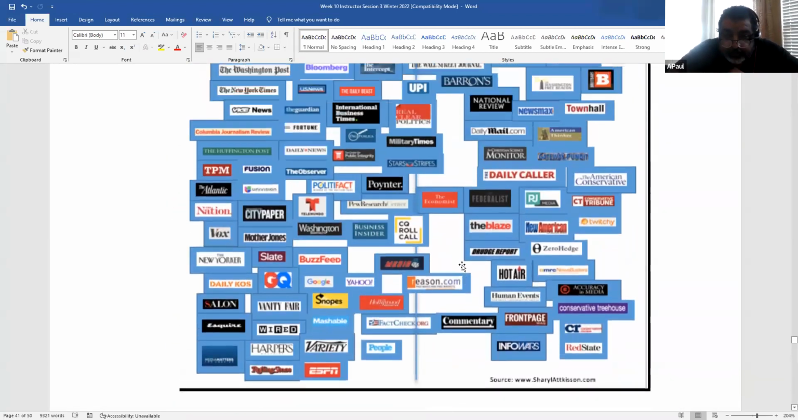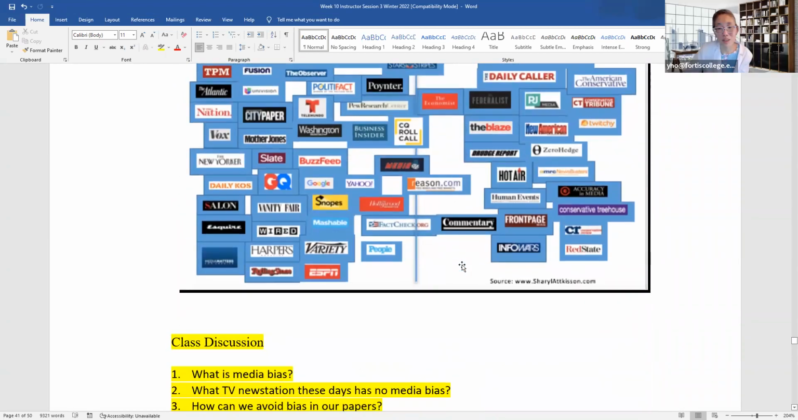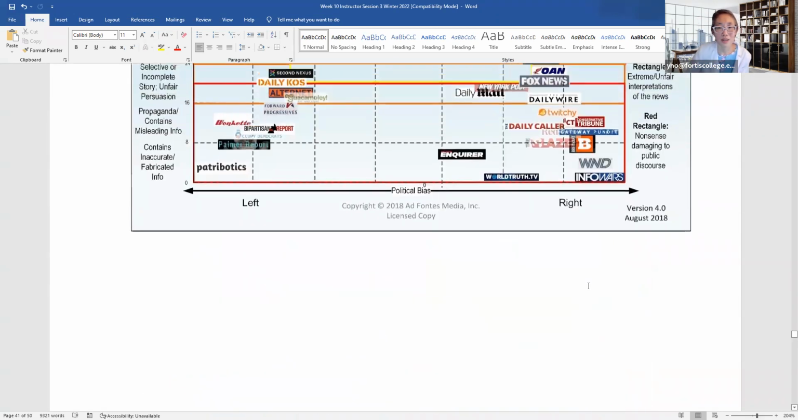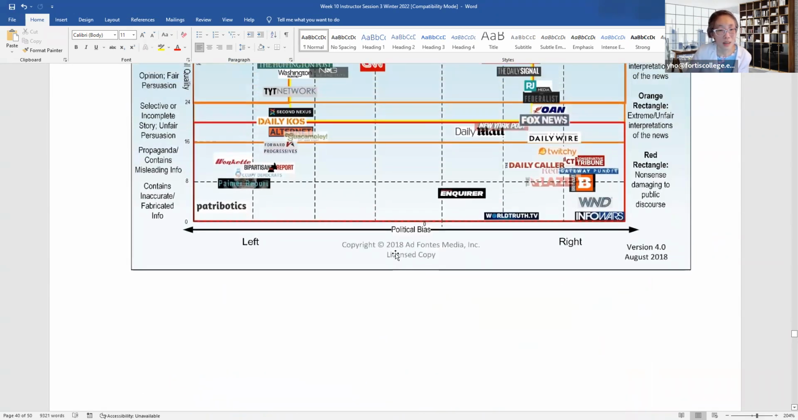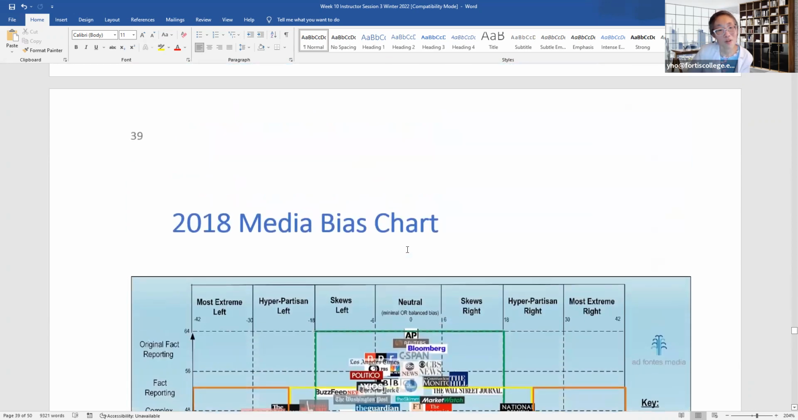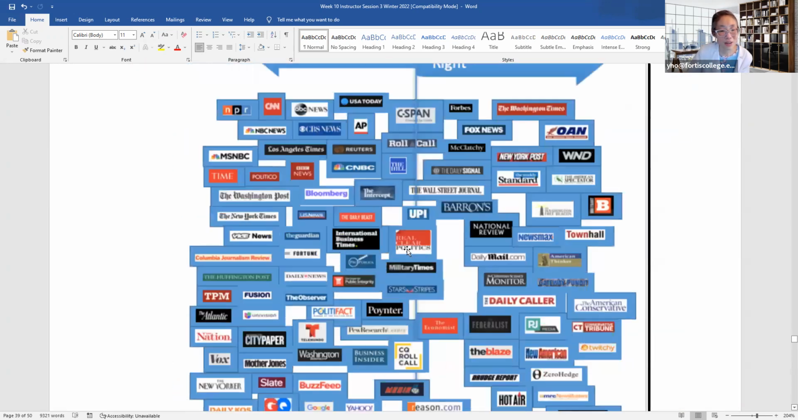What is the source of this chart? www.cherylatkisson.com. Yeah, so this is the media chart, copyright 2018 Ad Fontes Media Incorporated. So you could tell that 2018 came from 2018. At least you know that that's correct.